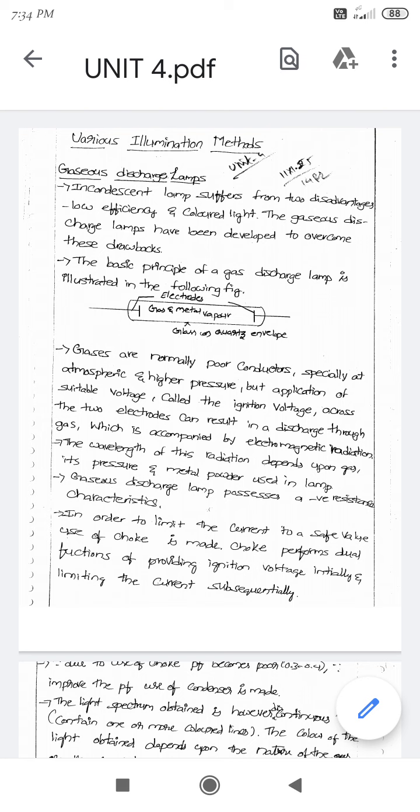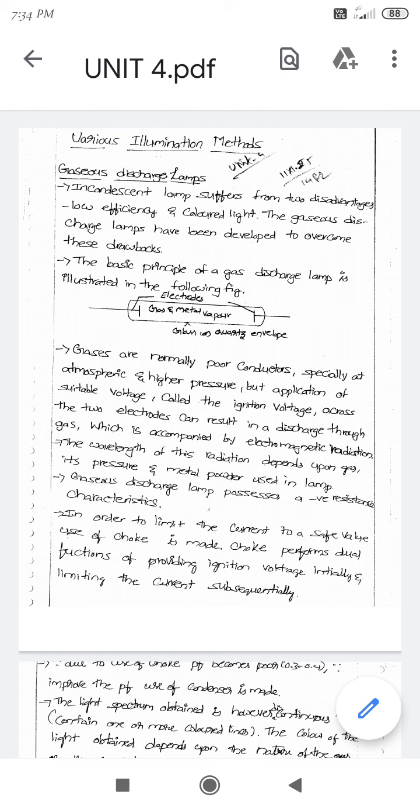It is a continuation of the third unit, but modified. Chapter 4 is on elimination methods. In the third unit we already discussed elimination methods on different labs, and those labs we have to discuss here. Okay, we will see one by one. The first one is gas discharge lamps.